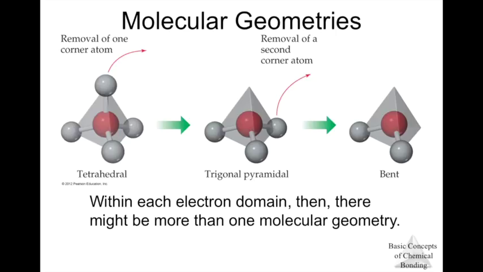So basically this means within each electron domain geometry, there could be more than one molecular geometry. If we're looking at this one, you would have a tetrahedral electron domain geometry, but you could remove this one, and now this no longer counts, right? So if we're looking at just the molecular geometry, now it's trigonal pyramidal, and if you were to take away another one, you'd be looking at a bent molecule.